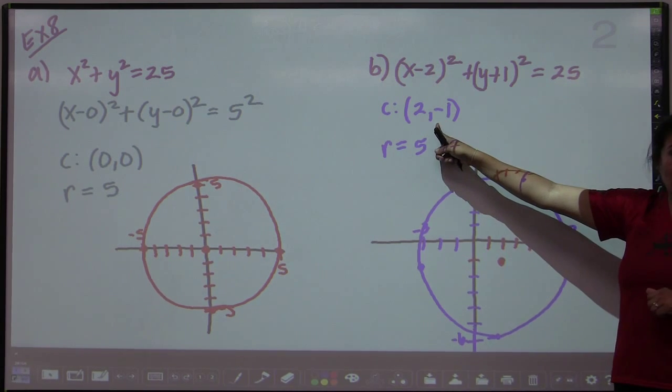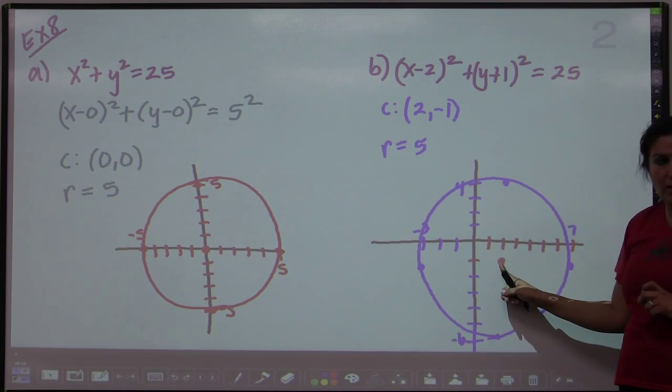Because the center is 2, -1. So you're going to go x is 2, y is -1. Put a point.